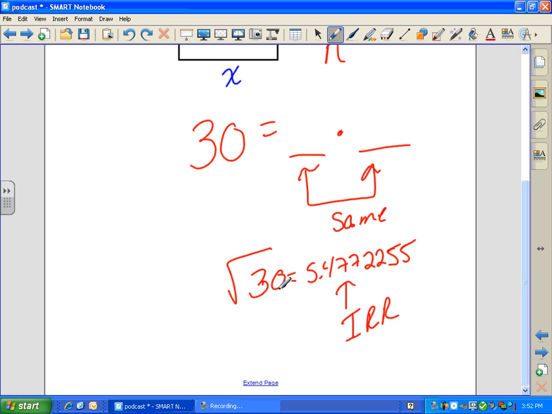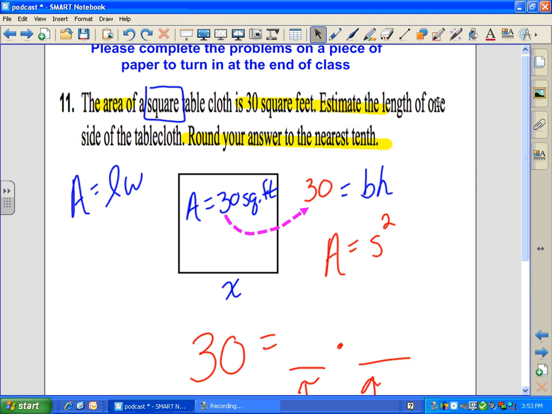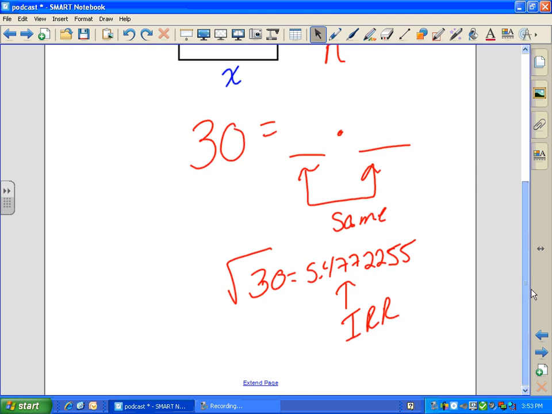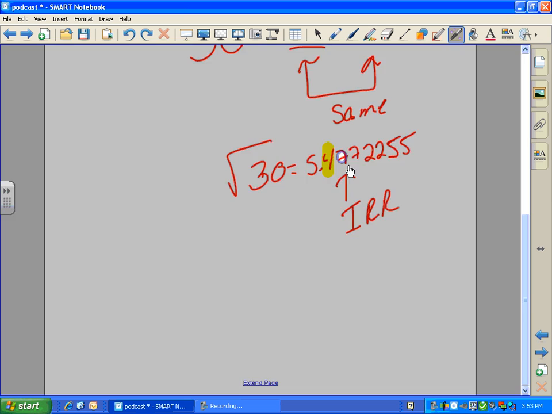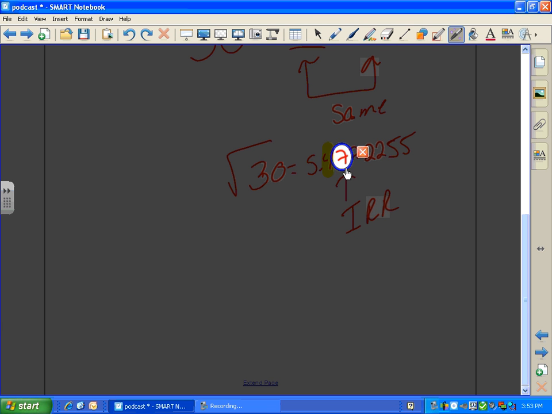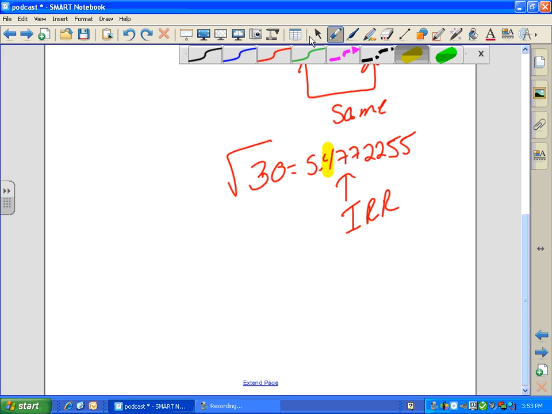Irrational number. First of all, 30 is not a perfect square. That's worth another 10, not a perfect square. And it's not terminating, and there's no pattern here for it to repeat. If I go back and look at the directions, it tells me to round your answer to the nearest tenth. I'm going to look at my tenths place right here and look at its neighbor. If this is 5, 6, 7, 8, 9, move the 4 up the number line. This is a 7, so I'm going to move the 4 up the number line.